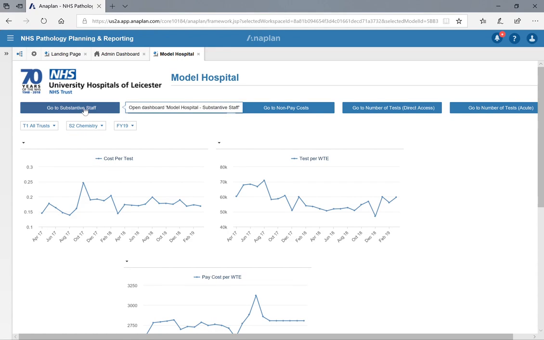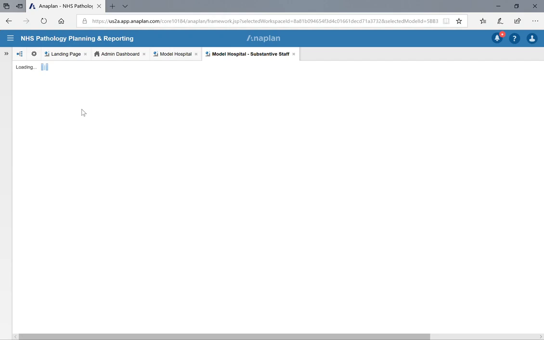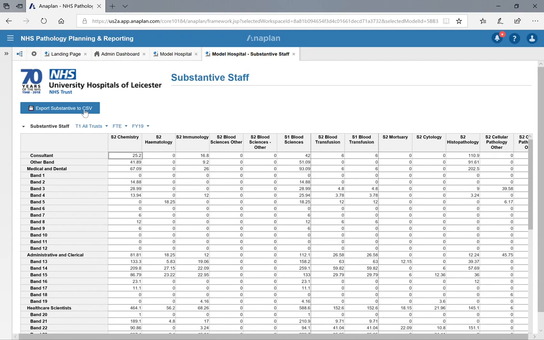Each of the buttons corresponds to a section of the NHSI Model Hospital Data Submission, and the data can be exported at the touch of a button, making the whole process quick and easy. In summary, the Anaplan NHS Pathology Planning and Reporting application can be used to provide any NHS pathology organisation with a truly integrated tool for analysing and planning its services.